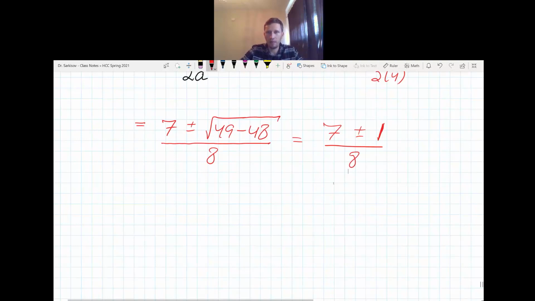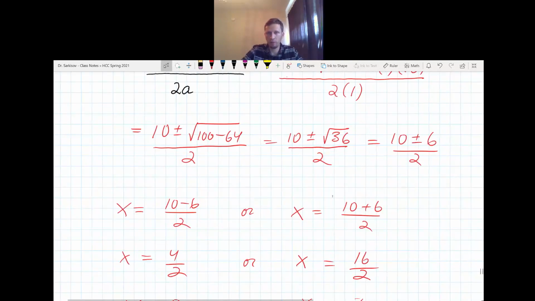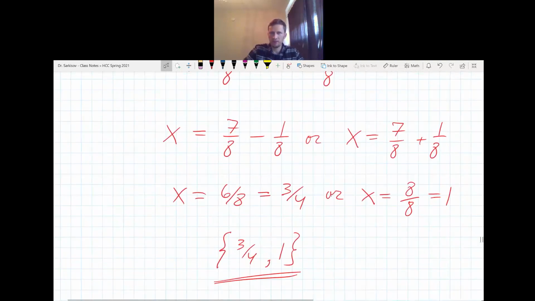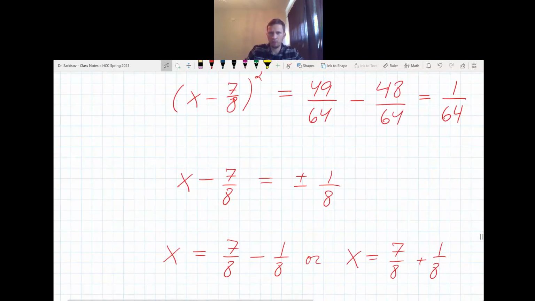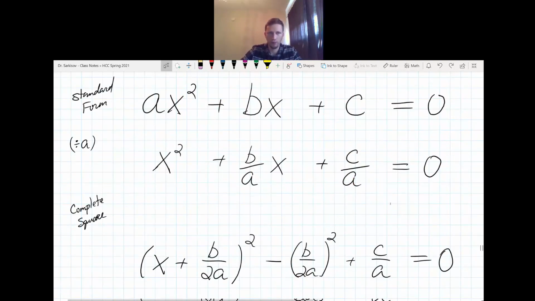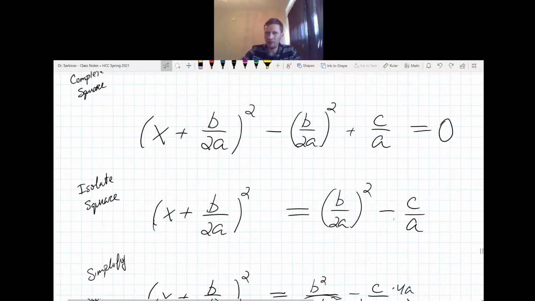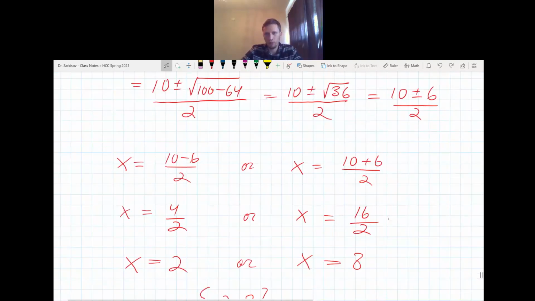Quick recap: look, 7 plus or minus 1 over 8. Remember how we completed the square, not the quadratic formula? We completed the square, and we got that 7 plus or minus 1 over 8. That idea was there. And remember, the quadratic formula, we got it from completing the square. We used that trick. That's why it's implied in there, but we just memorize a formula. We don't have to do much more than that.